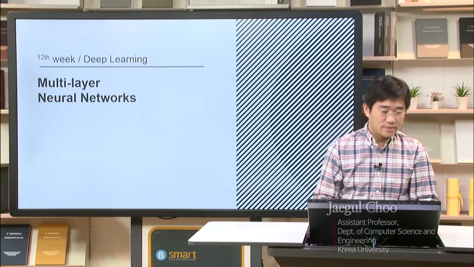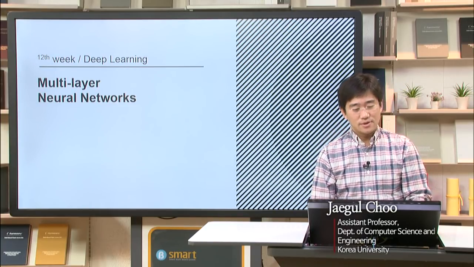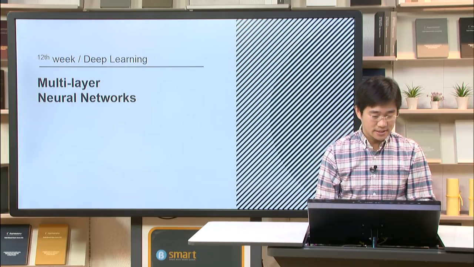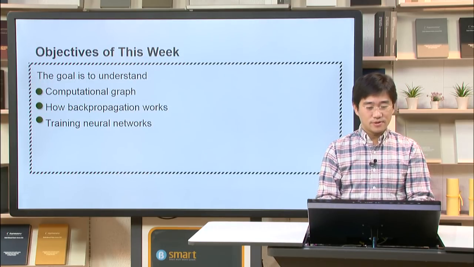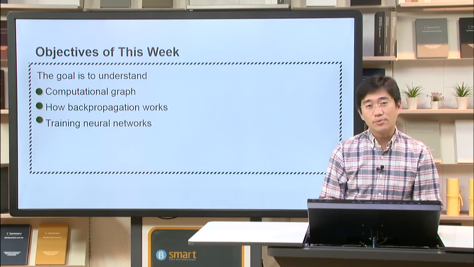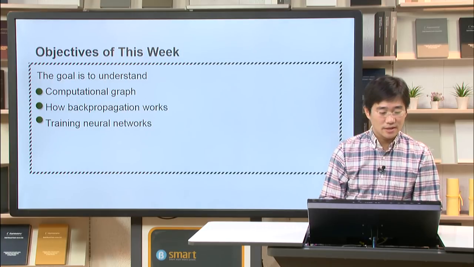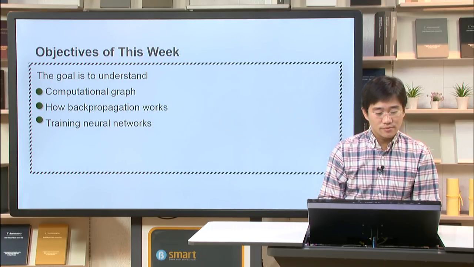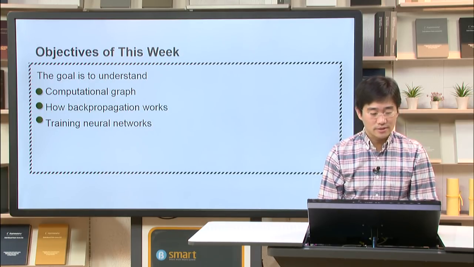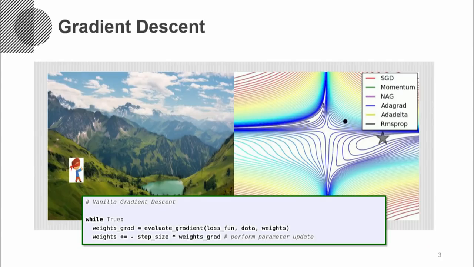Hello everyone. In this week we will continue the multi-layer neural networks in deep learning studies. So the objectives of this week is to understand the computational graph, which is a key component for optimizing our neural net. And in particular, we will study how this backpropagation works, and then how to train our neural networks based on this backpropagation. The optimization technique to train our neural net is gradient descent.